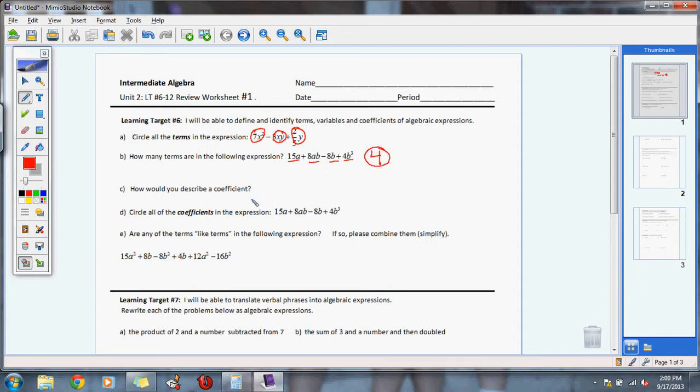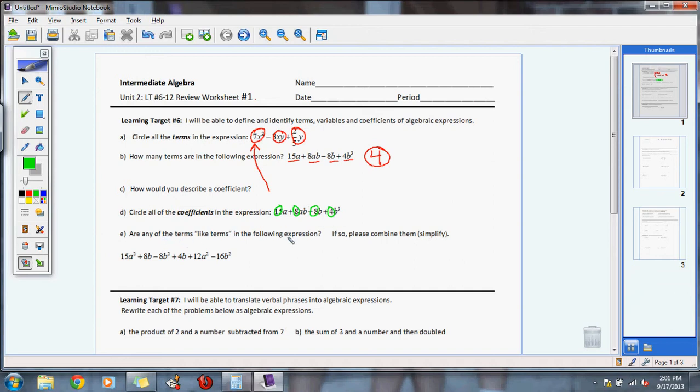How would you describe a coefficient? I would describe it, and I'm not going to write it down here, but looking up here, that says 7x squared. The 7 would be the coefficient, so it's the number in front of the variable. Circle all of the coefficients in this expression. So looking at this expression here, I'm looking for coefficients only this time. So that would be the 15, that would be the 8, that would be the -8, and that would be the 4. All the numbers in front of the variables.